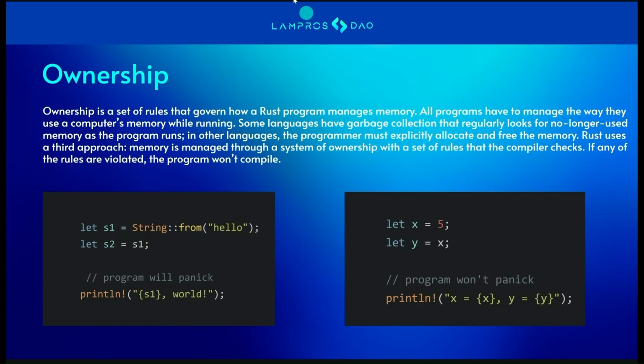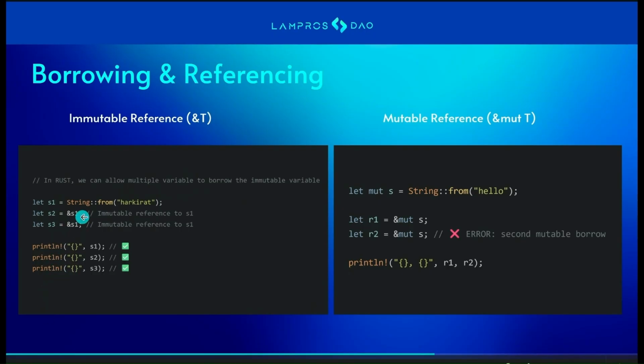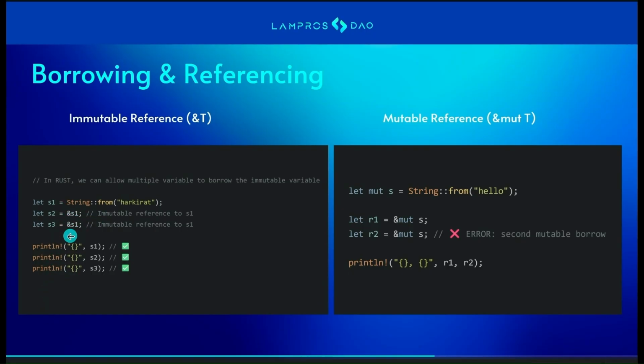If you are using the ampersand sign, then you can create multiple variables s2, s3, s4, up to however many you want, but make sure to use the ampersand sign so that s1 still holds the ownership of Hercules. So if you are printing s1, s2, s3, all three will print Hercules.